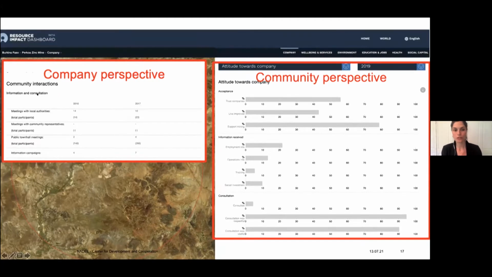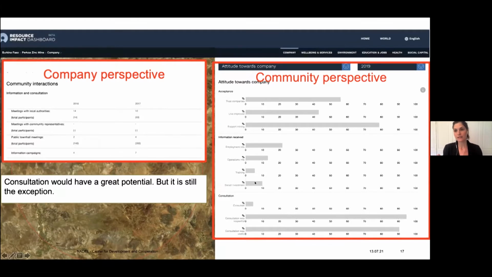On the different consultations and community interactions, there is also the company perspective again. So companies report how many meetings they had with authorities, with community representatives, or public meetings. But what we can see here very clearly as an outcome is that there is a great missed potential, as those last 2 questions show. Those people that were consulted, namely, thought that the consultation was very useful and also very respectful, which is equally important. So basically, we can see a great missed potential here of this particular company.